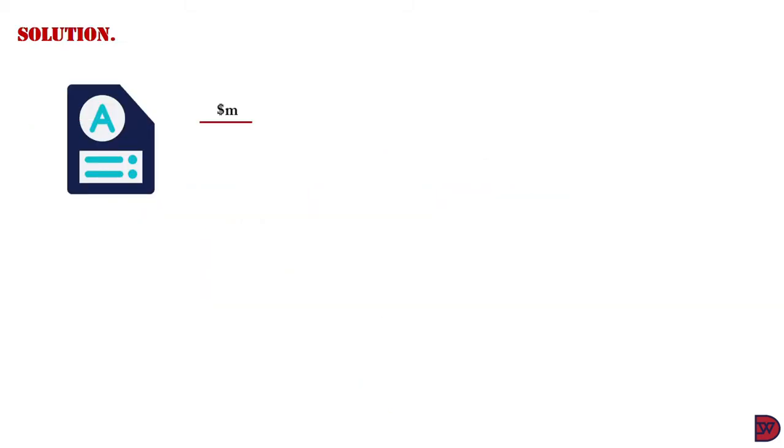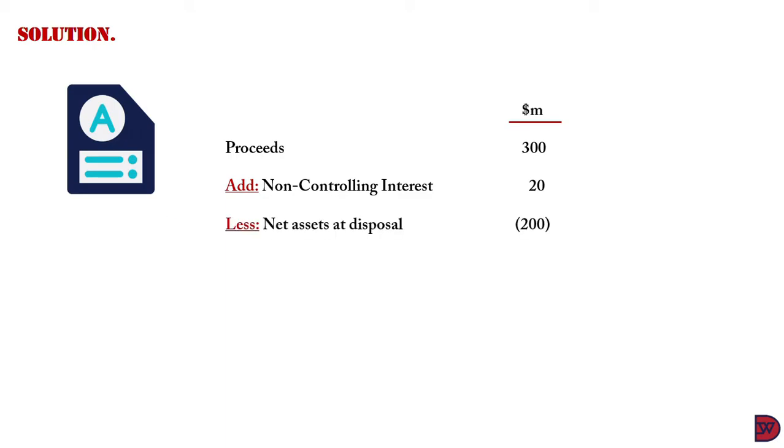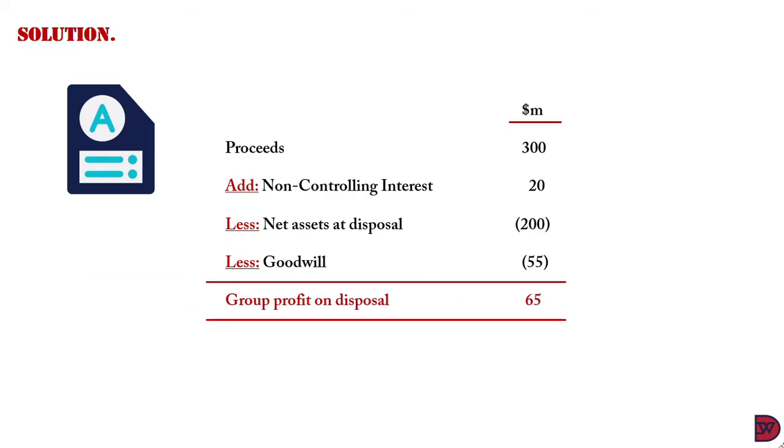So for solution, we'll start with the proceeds, which was mentioned in the question as $300 million. We add the non-controlling interest, $20 million. We less the net assets at disposal, $200 million. Then we less goodwill, which is $55 million. It will lead to group profit on disposal of $65 million.